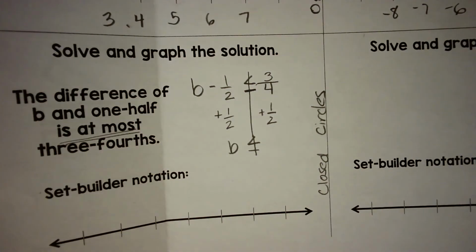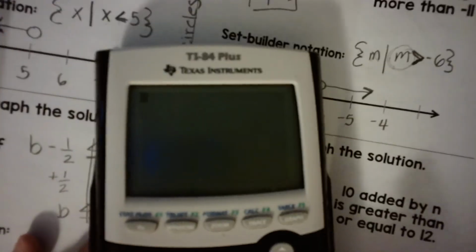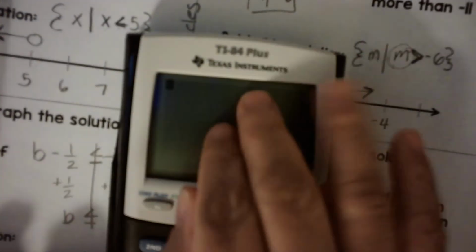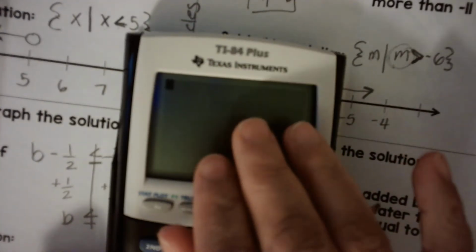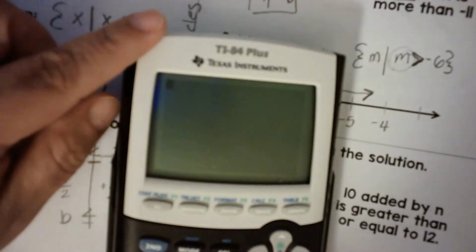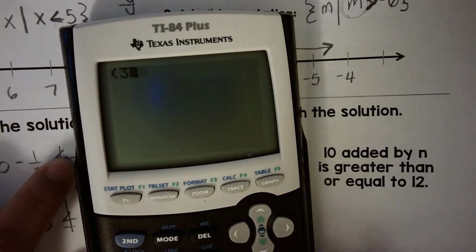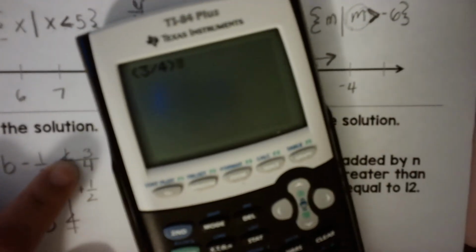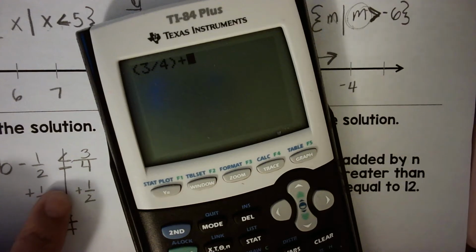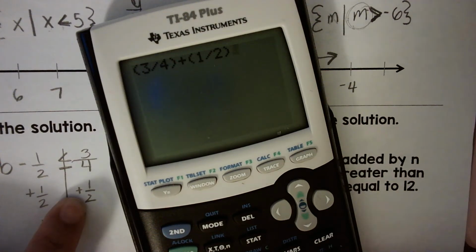And so how do you do this on the calculator? This is the way that I would recommend that you do it. Sorry, I'm trying to get the camera to focus. We can do it. All right. We're going to have open parentheses, and I'm going to do 3 divided by 4 for the 3/4. And then I'm going to add, and then open parentheses, 1 divided by 2 for the 1/2. And it'll do it for me.